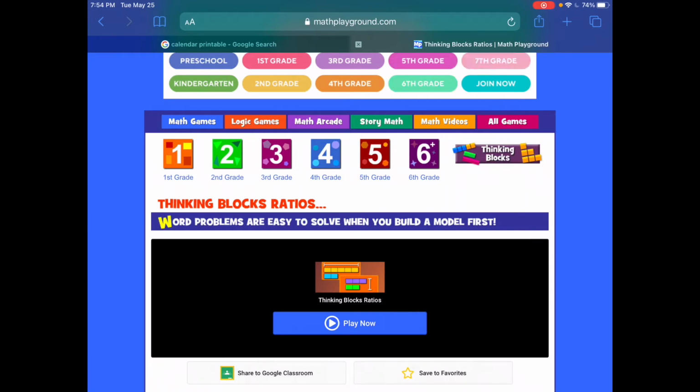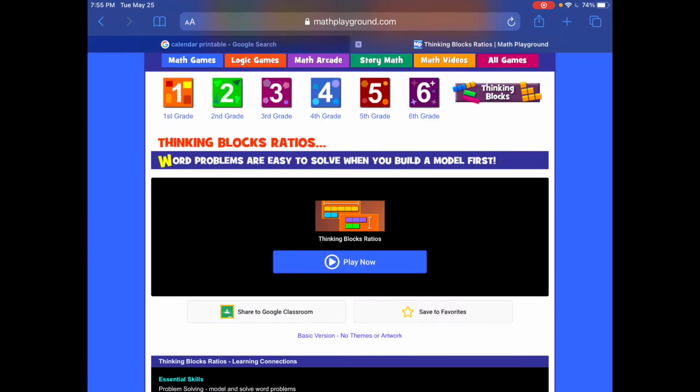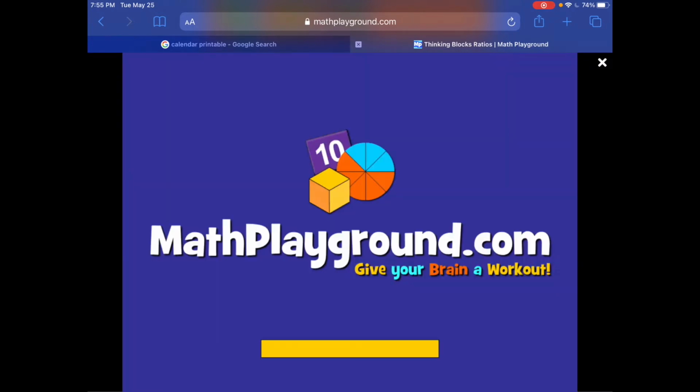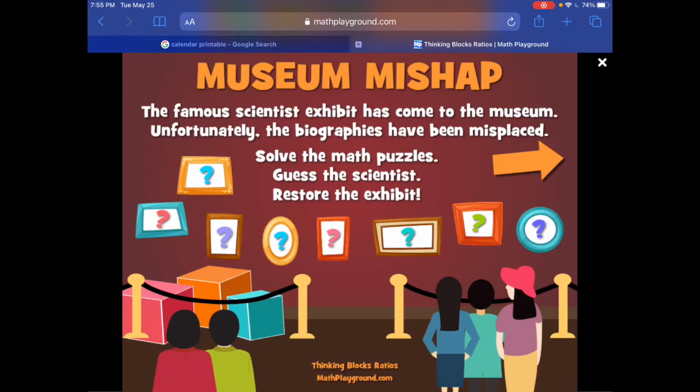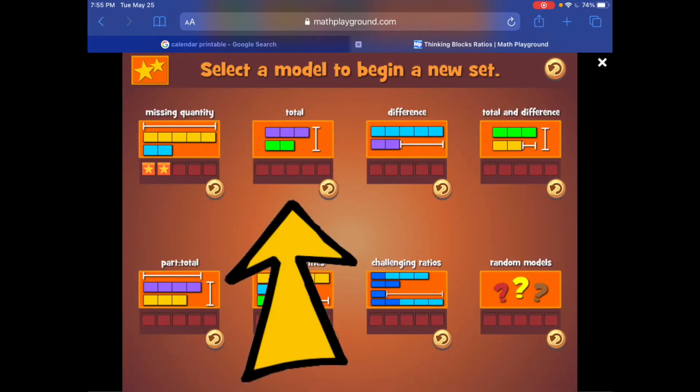In my last video, I introduced you to thinking blocks or ratios. We're going to go back there for today's lesson. So once you click on the link, remember to click the blue Play Now. You also may need to click down in the bottom right-hand corner, Open in Safari. So if you click the blue Play Now, it'll load. It'll look exactly the same. You're going to press that arrow again.